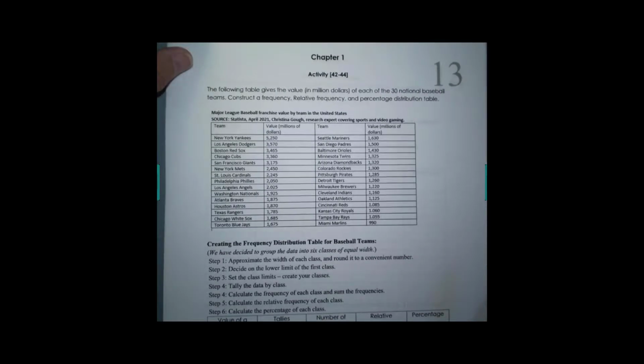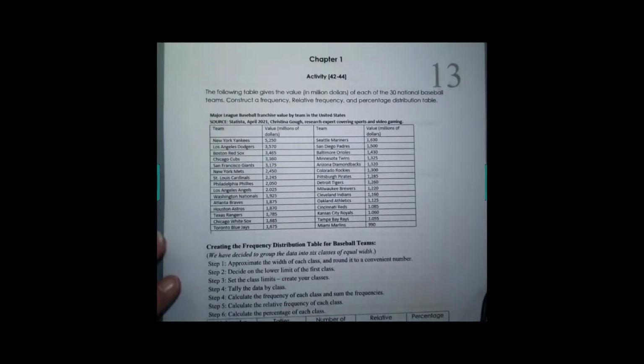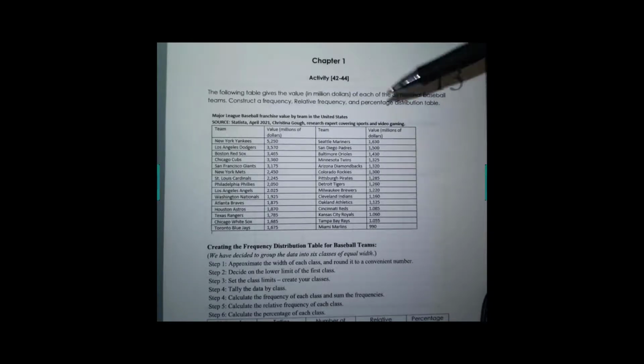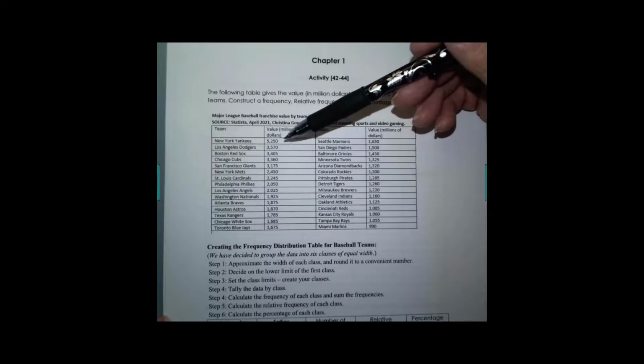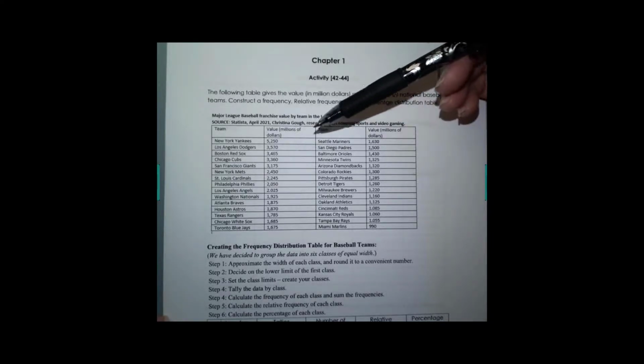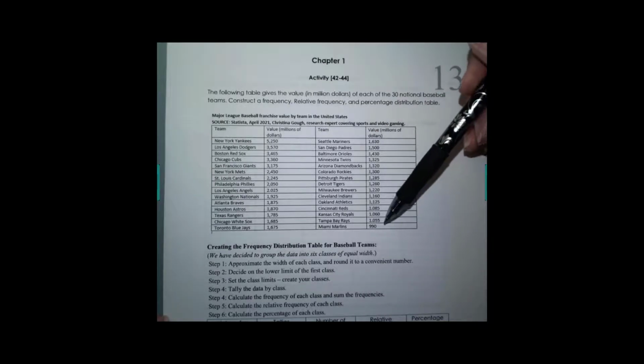So let's take a look at page 13 in your guided notes. And this is a great example that we can use to see if we can create our own frequency distribution table for grouped data. I've given you a list of baseball teams, and these are all of the baseball teams in the leagues in the United States, and they are valued in millions of dollars, you can see, starting with the most valuable team, which is the New York Yankees, $5,250 million, down to the least valued team. Least valuable is the Miami Marlins at $990 million.